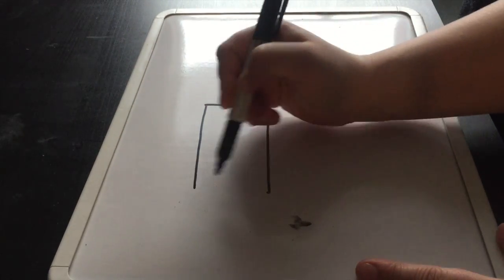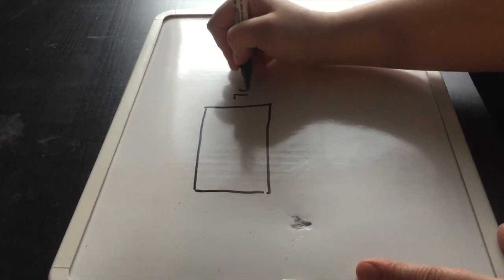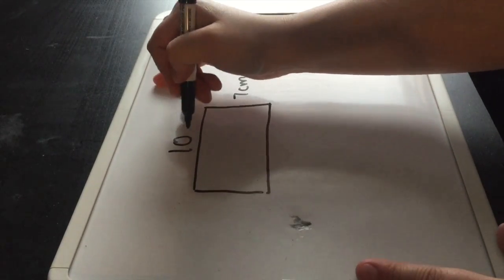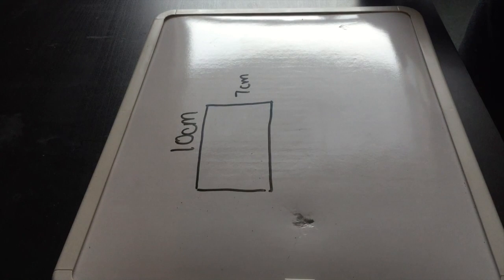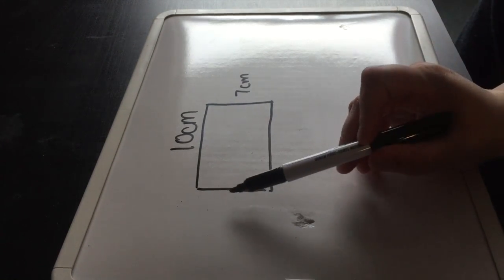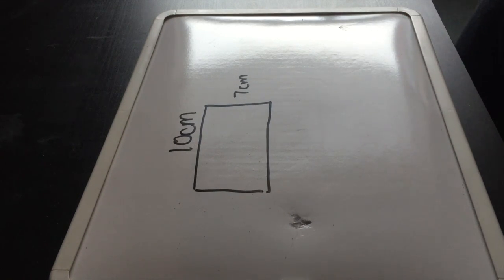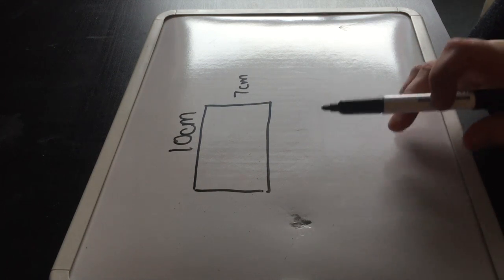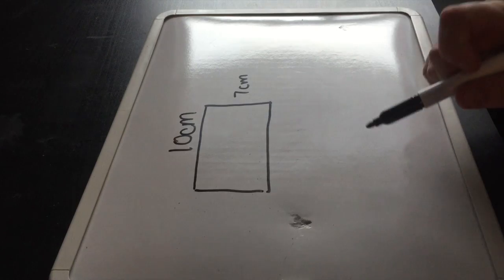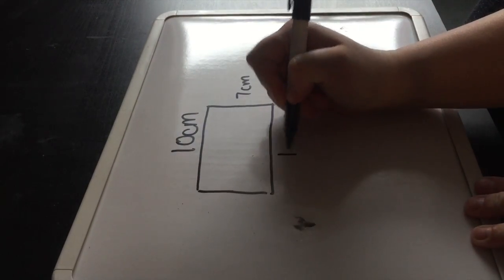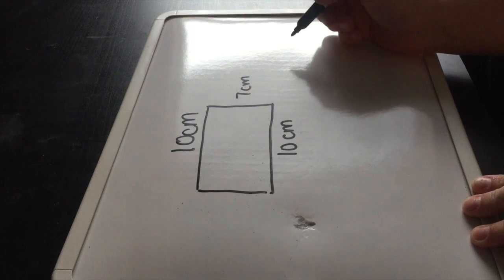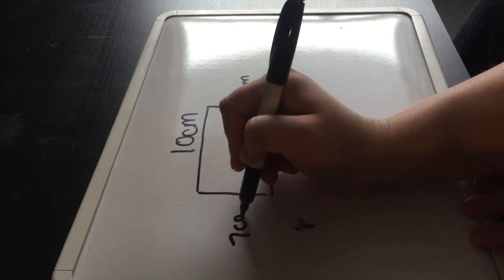So if we go back to our drawing, we had this at 7 centimeters and this at 10 centimeters. We want the students to be able to fill in the rest and know that when it comes to a shape like a rectangle, it has 2 equal sides and 2 more equal sides. So then this would automatically be 10 centimeters and this would automatically be 7 centimeters.